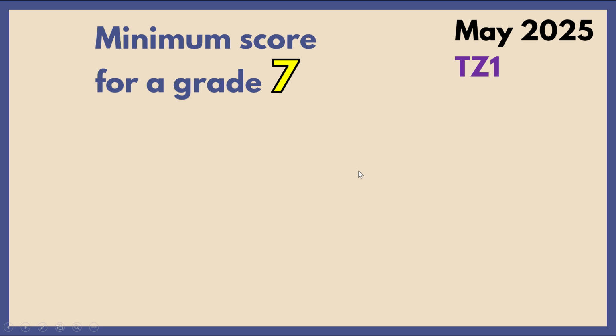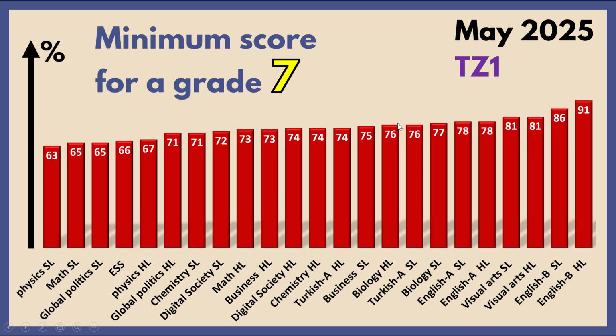Okay, what about the minimum percentage for having a 7 in time zone 1, 2025? For 7 in Physics SL, for example, in that time zone, you need 63%. For Math SL, 65. And go to the end, for English B HL, you need 91%. Why is that? Why are they different? Because they have different levels of difficulty and also different overall performance. That's why. Is English B easier than physics?